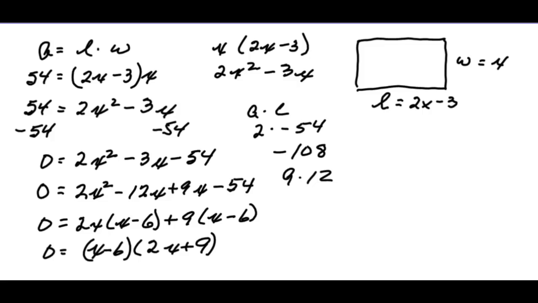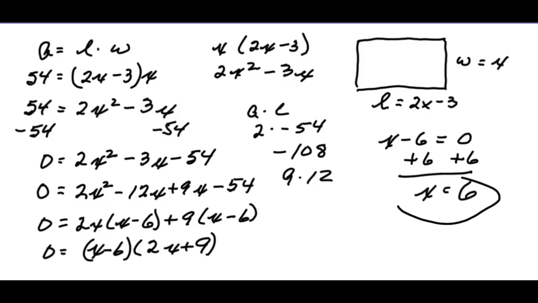In the solution of this, if we take x minus 6 and set that equal to 0, we add 6 to both sides. What we get is x equals a positive 6. With the other part, when we take 2x plus 9 and set that equal to 0, we'll come up with a value of x equals negative 9 over 2, or negative 4.5. Negative numbers don't work. And if we take a look at our solution of 6, the width is 6 and the length is 6 times 2 is 12, minus 3, 9. 9 times 6 is 54. That gives us our answer.